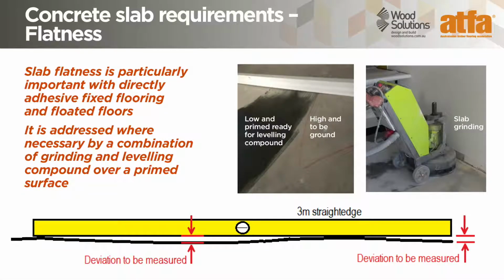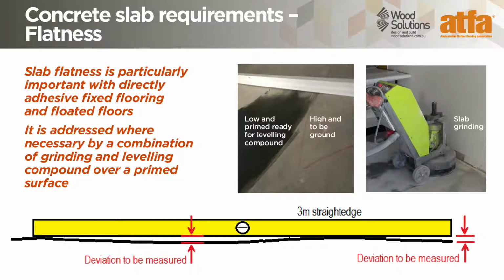Slab flatness is particularly important, especially with adhesive fixed flooring and floated floors. Levelling the slab can be done by grinding or using a levelling compound over a primed surface. The photo on the left shows a slab ready to be levelled using a combination of these techniques. The low point in the slab has been primed ready for levelling, and the red markings show a higher area ready for grinding. To measure slab flatness, a straight edge is simply rested on the slab and the deviation beneath it measured. Note that slab flatness is not how level the slab is. A ramp can be flat, but it is not level.